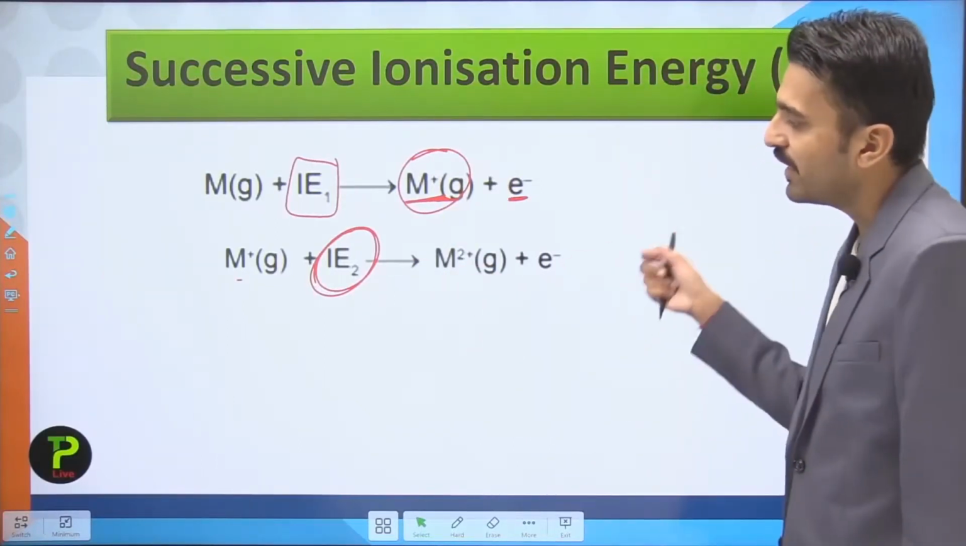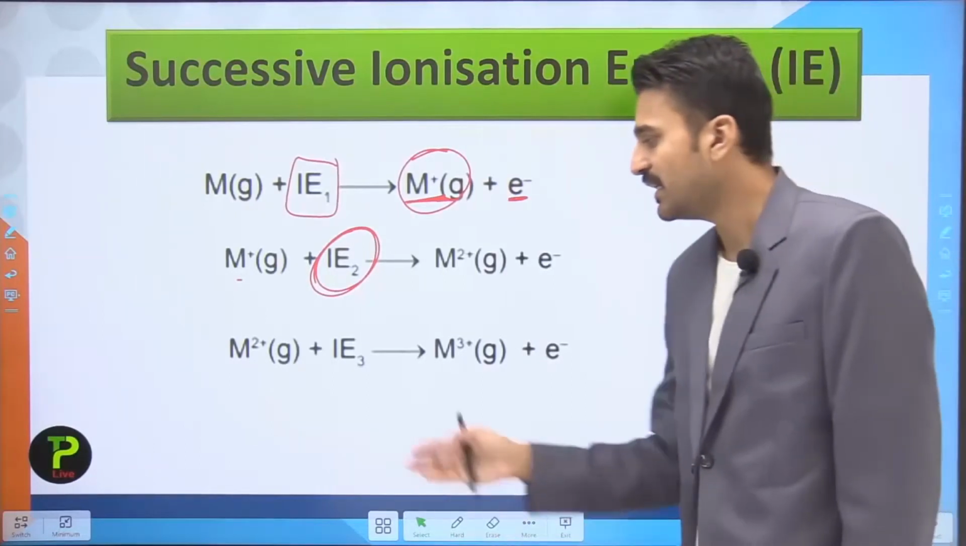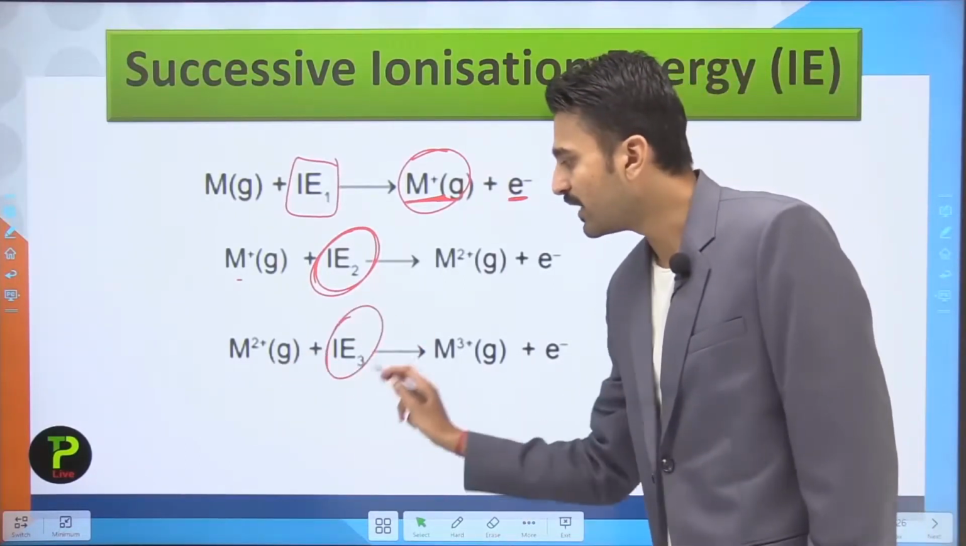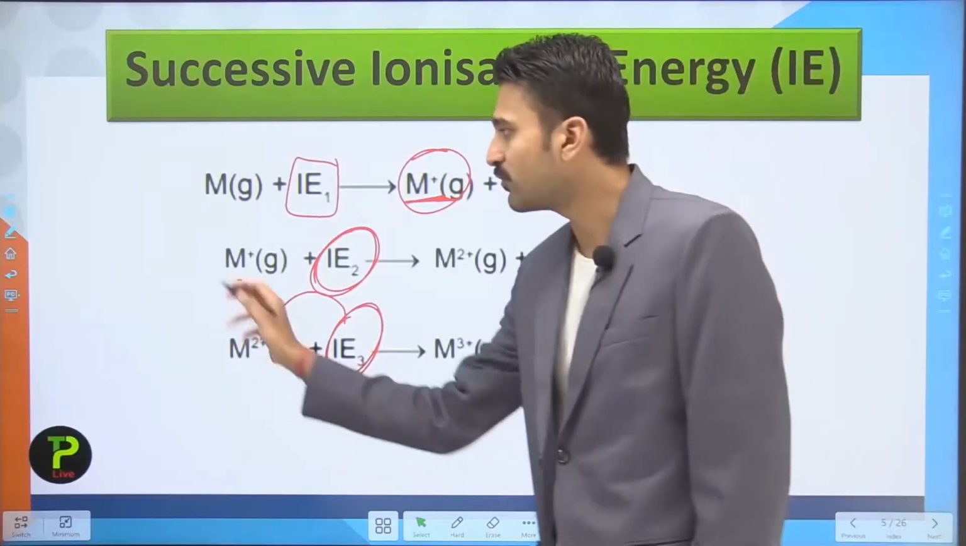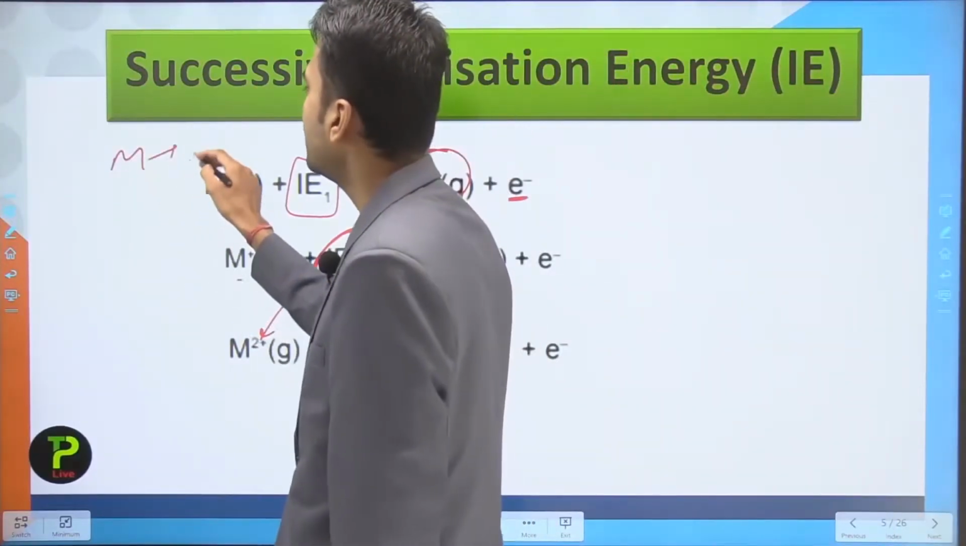Similarly we get the third ionization energy as the removal of an electron from M plus 2 in the gaseous state. Here M represents any element.